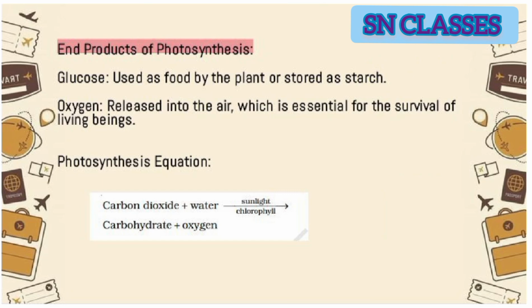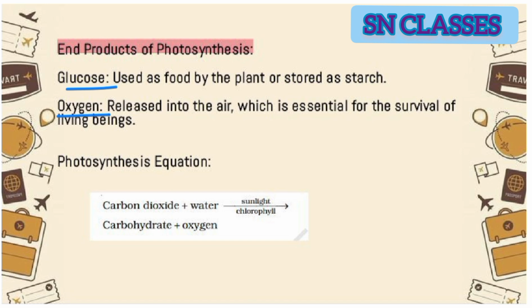That is the end product. What is the end product of photosynthesis? There are two end products in photosynthesis: one is glucose and the other is oxygen. Glucose is used as food by the plants or else stored as starch. Glucose is also called a carbohydrate. It is used as food by the plant, or stored as starch for later use. So this is one end product, glucose, also called starch or carbohydrate.